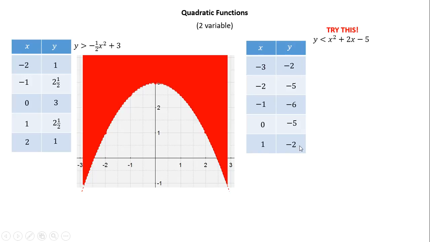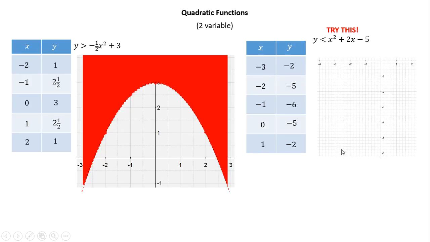If you're missing a value there, check your work on that. Make sure that when you squared the negatives, you got a positive. Then the 2 times the negative will be minus. We should get those values. We can plot those on an appropriate graph.